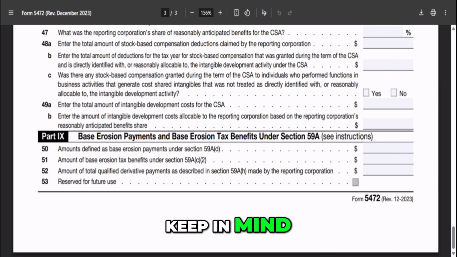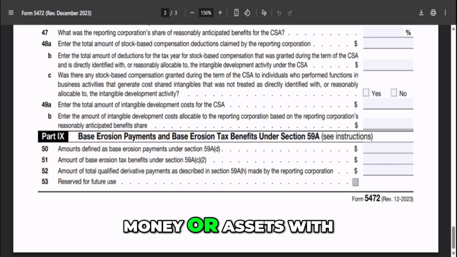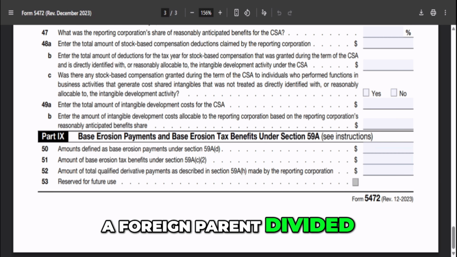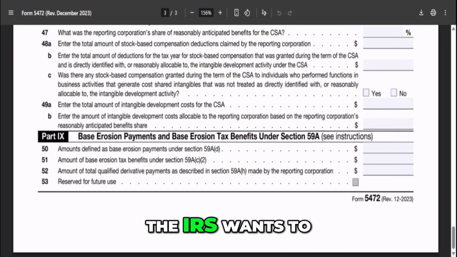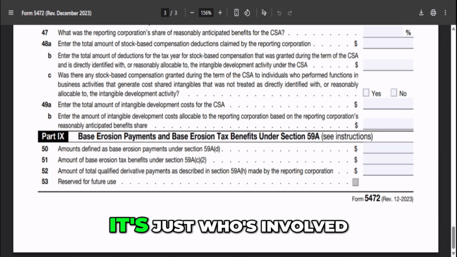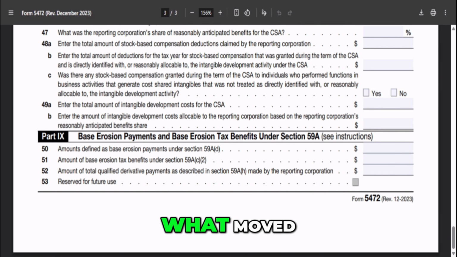Keep in mind, every time you move money or assets with a foreign parent or affiliate, the IRS wants to know in detail. That's why this form feels long. But line by line, it's just who's involved, what moved, how much, and why.